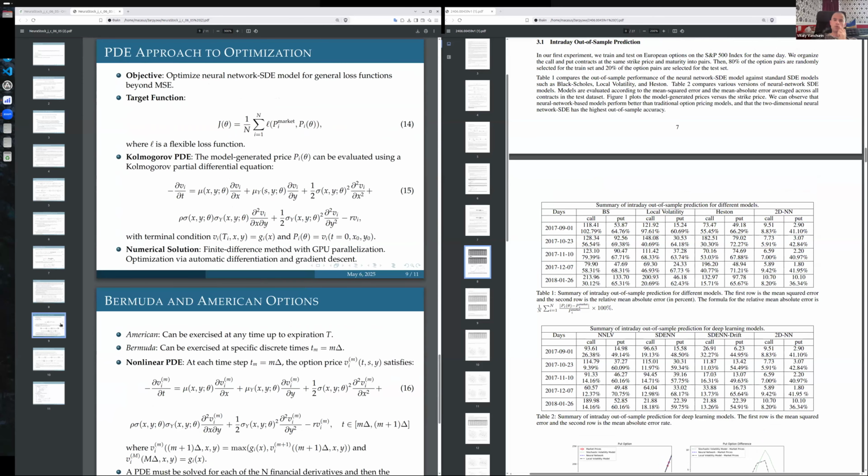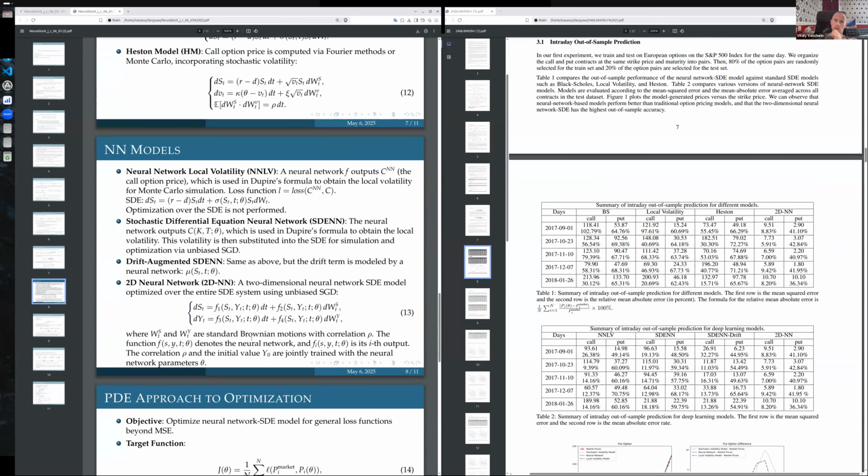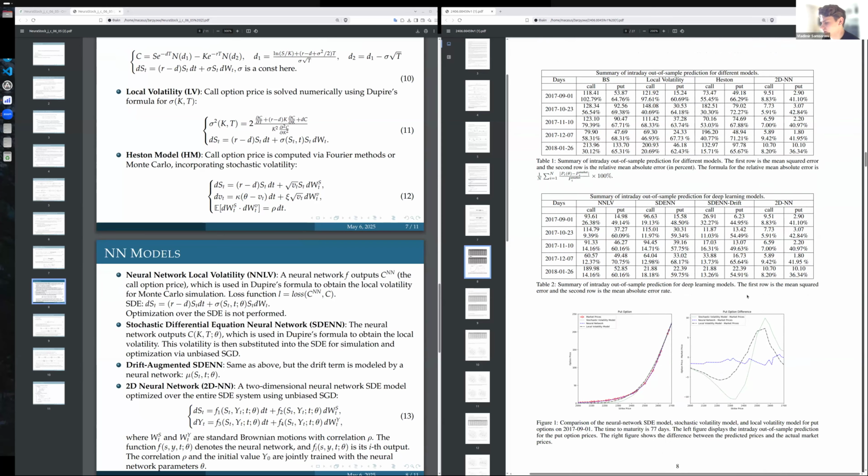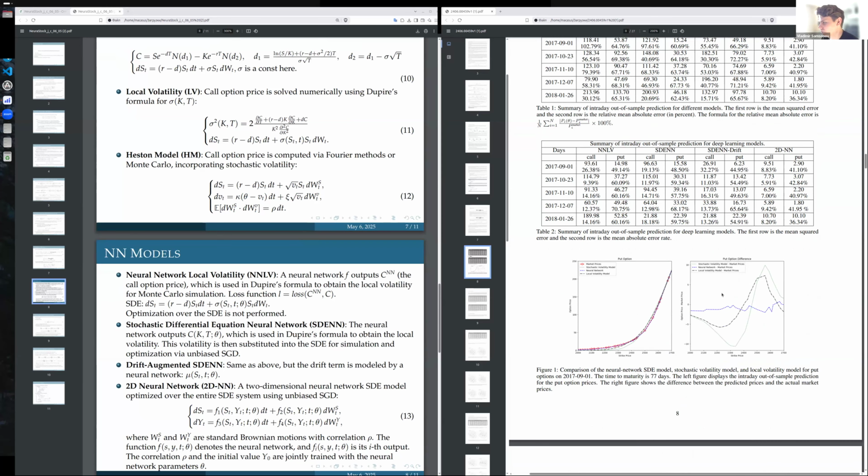Okay. But you use the same model for both, right? Yeah. And so which one performs better? Call option performs better. Okay. You have better metrics. Here again are plots showing that the two-dimensional neural network works better.